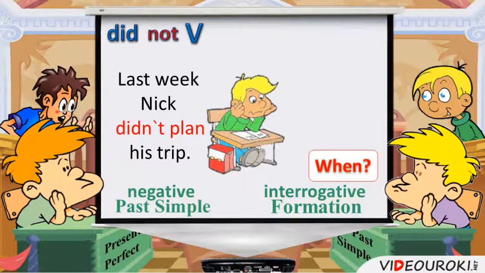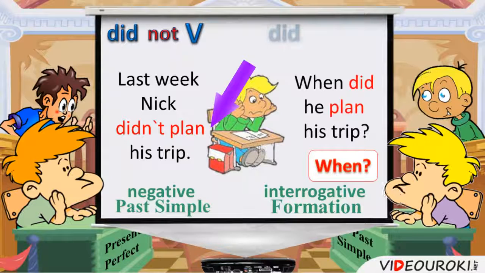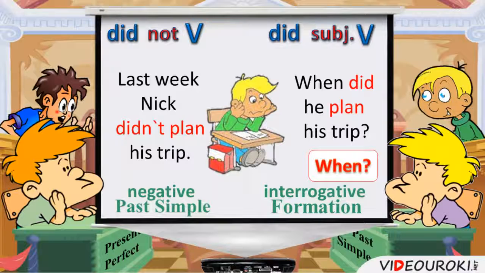And be attentive, we need only one past form in the sentence. That's why our main verb is used in its first form. Look, we need only one verb in the second form in the sentence, and that is the auxiliary verb did. So we already use our main verb in the initial form. When did he plan his trip? With regular verbs we remove the ending -ed, and irregular verbs we return to the first form from memory.